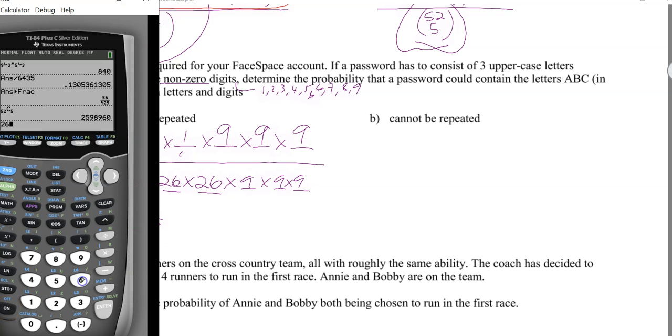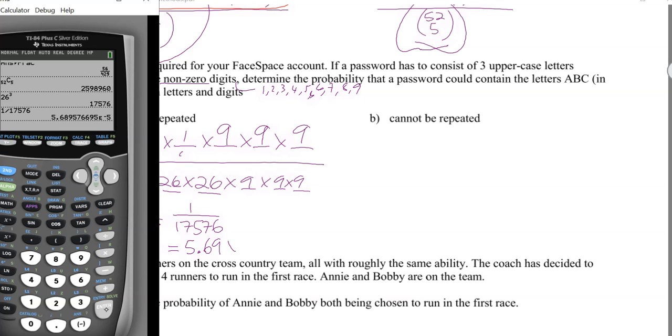So what's 26 cubed? It's 17576. So 1 over 17576, 1 divided by that number. We're going to get small now, right? So 5.69 times 10 to the negative 5.